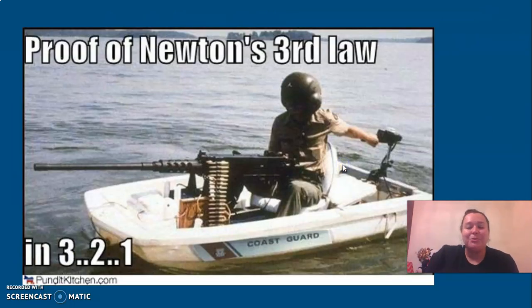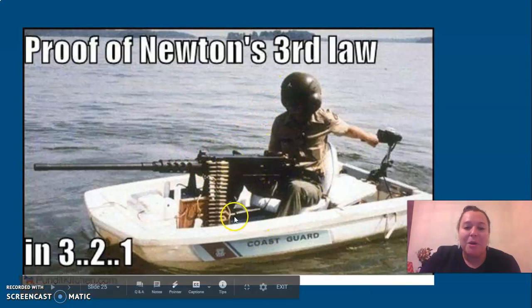All right, here's proof of Newton's third law. I thought this was funny. If any of you have ever been hunting with your parents, then you know that guns, when you fire them off, there is a pushback. So the reaction takes place in the gun, and then the reaction or the pushback causes the gun to move back. And if this was to happen in a boat, then the boat would go backwards.